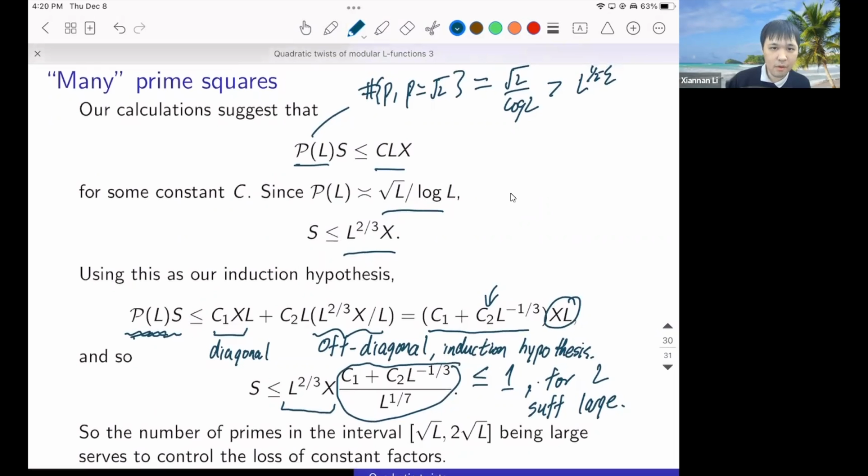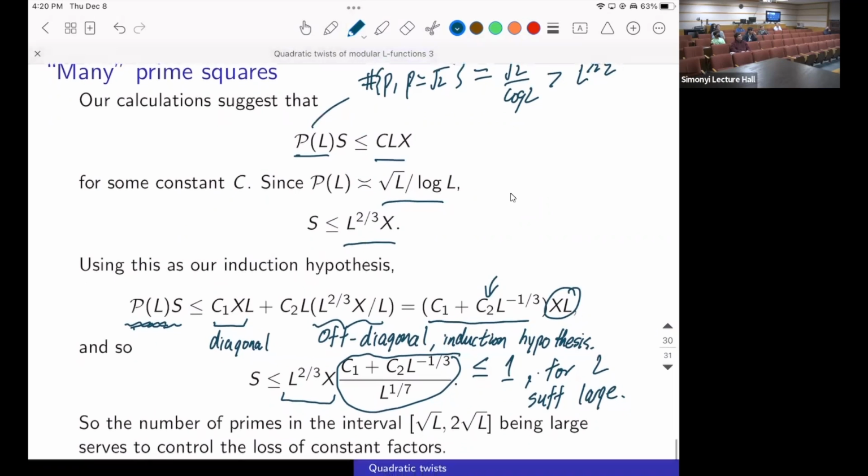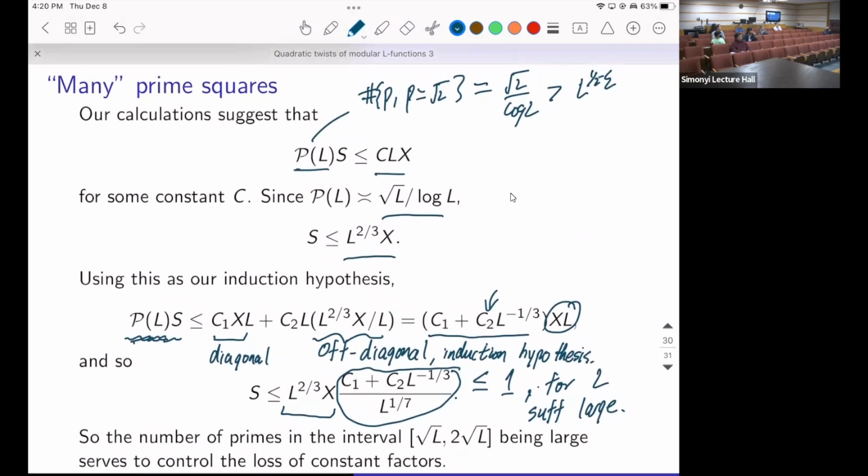Yeah, so that's all that I really want to say about the proof. Are there any questions or comments before I go on to the last slide? What are you using about the lambda F coefficients to make this work?